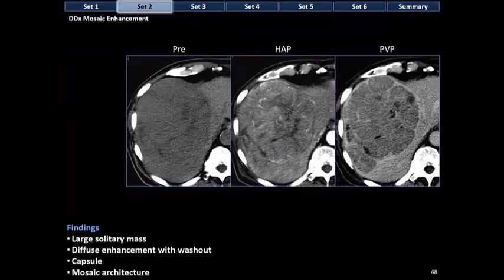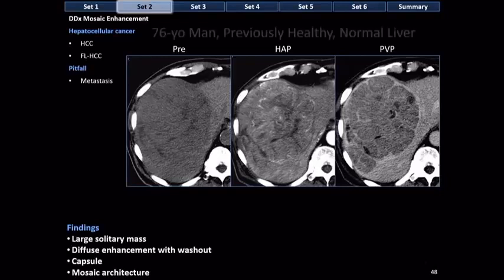Okay, so what is the differential diagnosis for Mosaic enhancement? It's a very, very short differential. This lesion is either a hepatocellular carcinoma, such as HCC or fibrolamellar HCC, or it might be a conglomerate metastasis. Okay, that's it. That's your differential diagnosis. So the most important thing I can say about this slide is, would you want to have a Mosaic mass in your liver? Because if you do, your choices are HCC, fibrolamellar HCC, or metastasis.